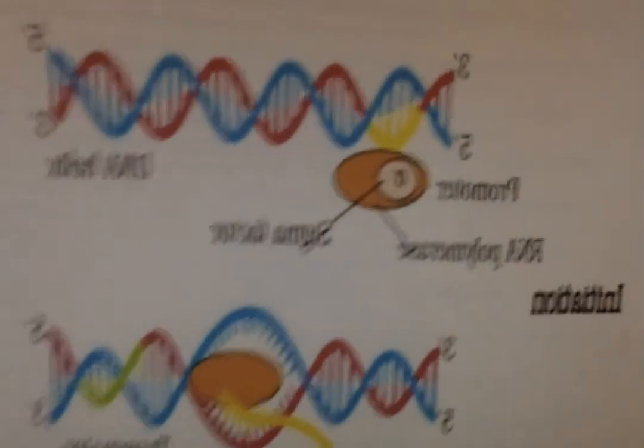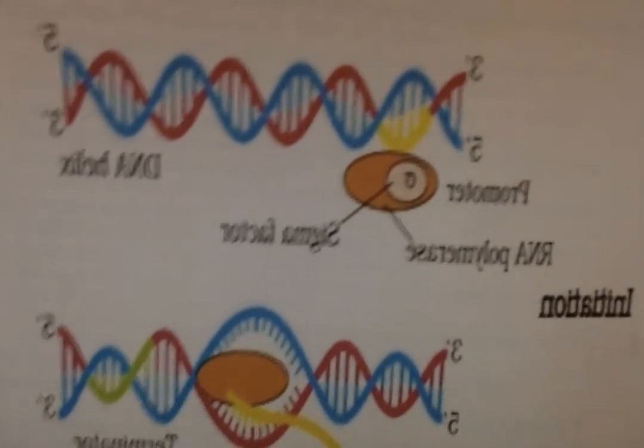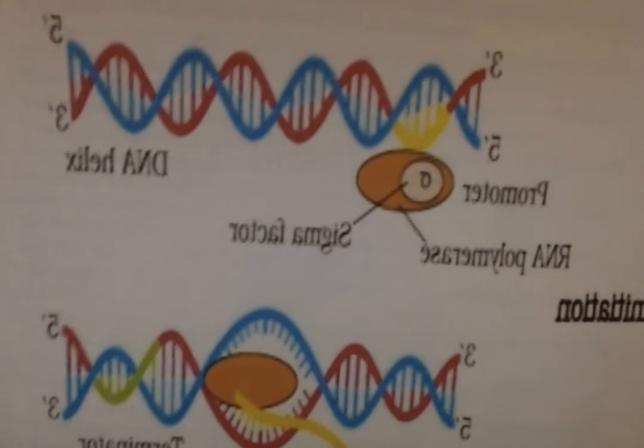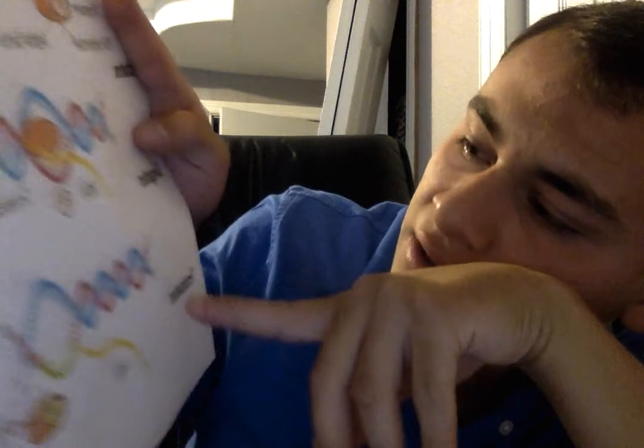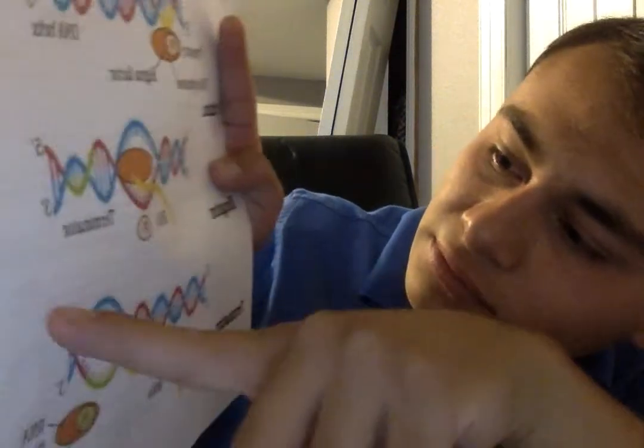Elongation occurs as the RNA polymerase moves along the coding sequence, synthesizing RNA in a 5 to 3 direction. Just like I said before, oh my god, I made a mistake. It's over here. The elongation is right here.